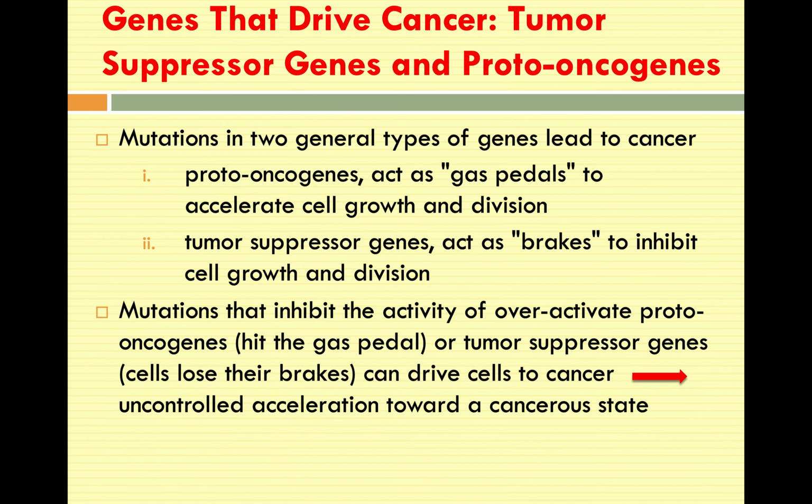The genes that drive cancer are tumor suppressor genes and proto-oncogenes. Mutations in these two genotypes could lead to cancer. Remember this from a while back: proto-oncogenes act as gas pedals to accelerate cell growth and division. Tumor suppressor genes act as brakes to inhibit cell growth and division. Mutations in either one of them, for example, that make proto-oncogenes overactive and hit the gas pedal, or that inactivate tumor suppressor genes so cells lose their brakes, can drive cells to cancer. In the end, the result is the same: uncontrolled acceleration toward a cancerous state.